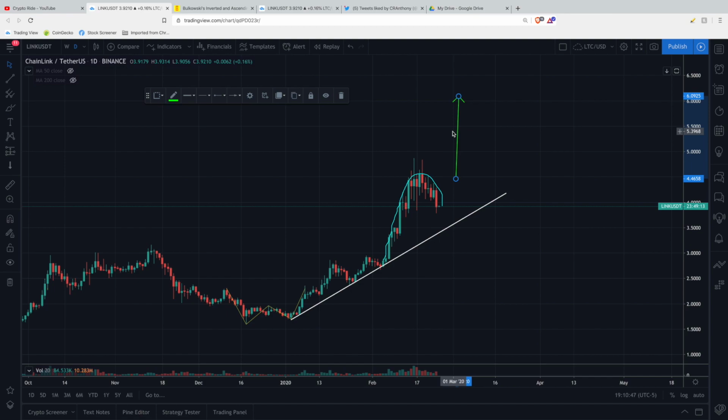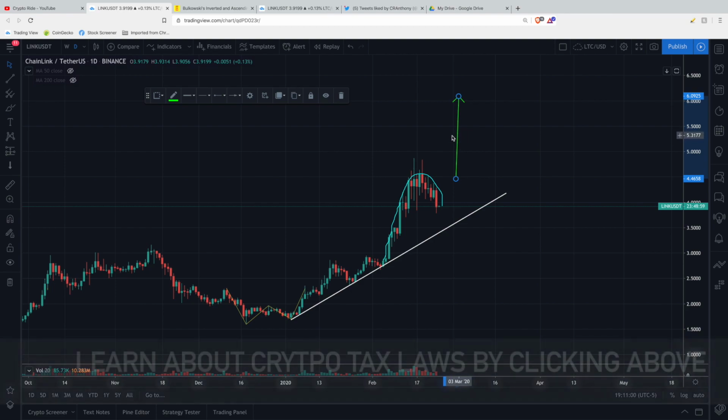I know a lot of you that watch this channel are not looking to swing trade this. If we do get this breakout, I myself will be looking to swing trade this, and I'll look to take gains somewhere about halfway up this arrow.